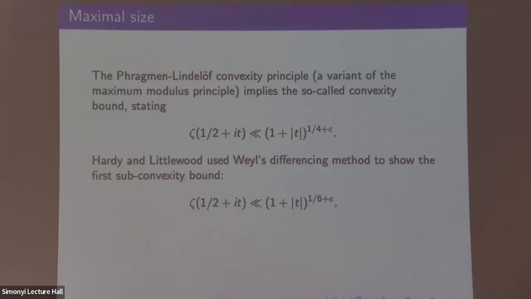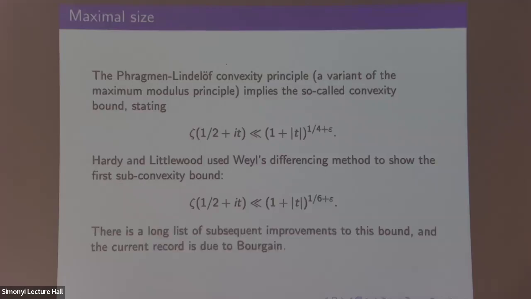The first improvement on this is by Hardy and Littlewood. They used the Weyl differencing method applied to the zeta function, and they got a bound of size t to the 1/6, which is now called the Weyl bound because it uses Weyl's idea. There have been many improvements to this bound, and the current record is due to Bourgain. Although I didn't write down the exponent. Maybe it's 13/84, is that right?